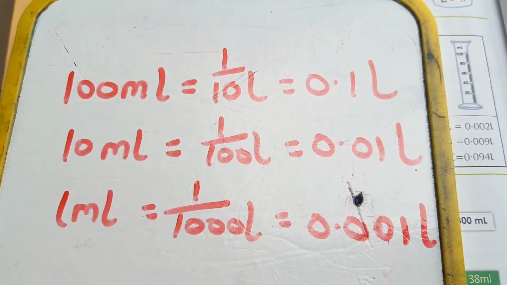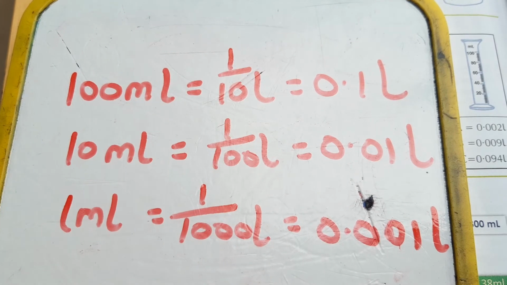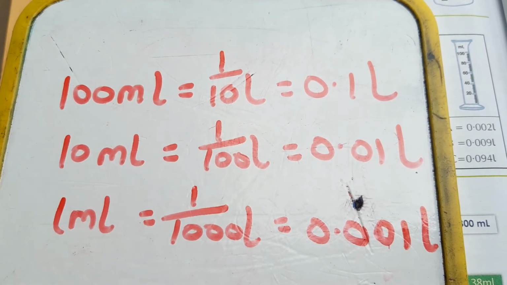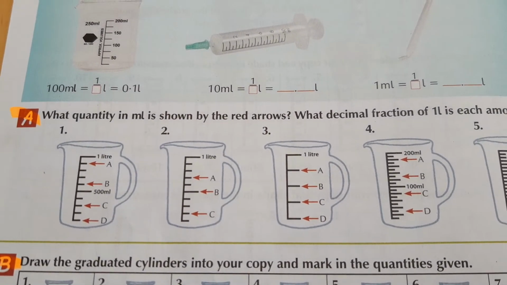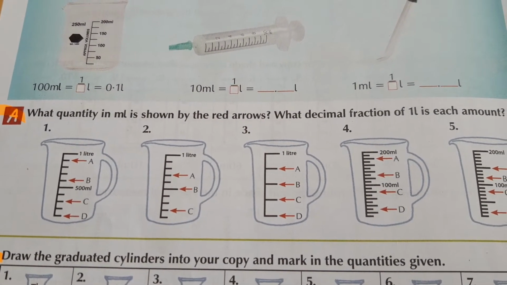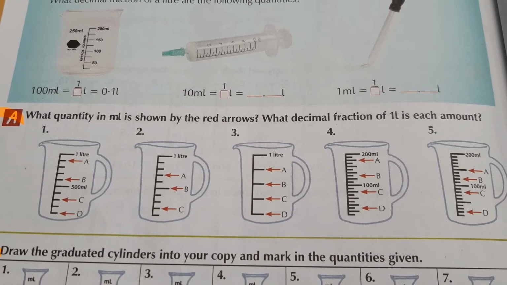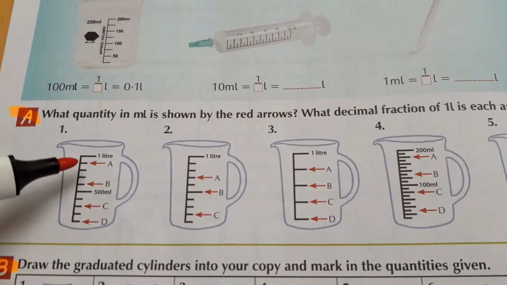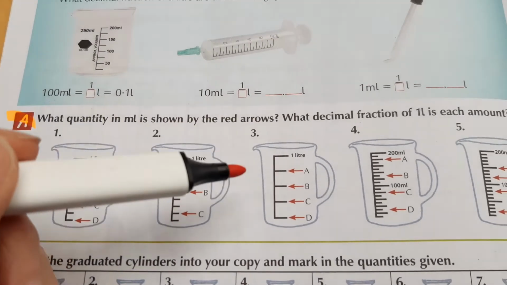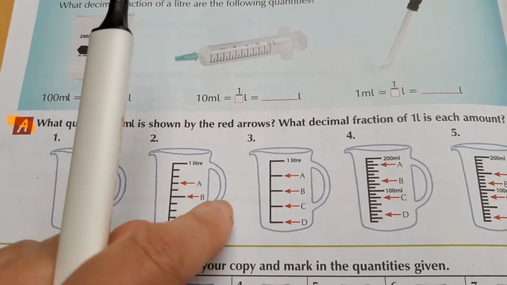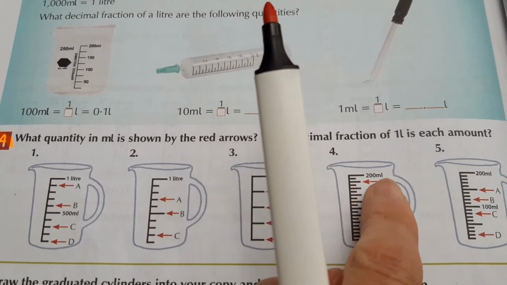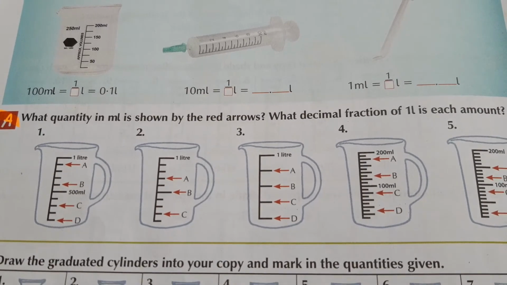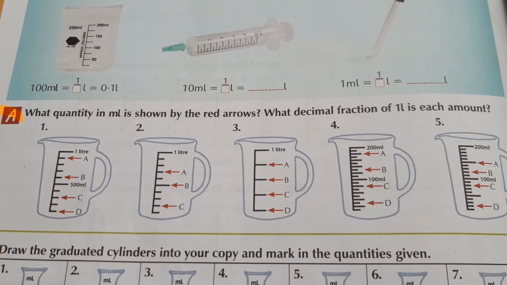If you want to, stop the tape and take them into your copybook as well, so that you have the fraction and you also have the decimal fraction of each of those. So part A below is look at the quantity in millilitres shown by the red arrows. What decimal fraction of a litre is in each amount? So you need to look carefully at the jug, find out what's the interval between each one. Looking at, so you'll see these are litre jugs, the first three, but then you have 200 mils and 200 mils. So count what the interval is between them and write it down as a decimal fraction for each one.